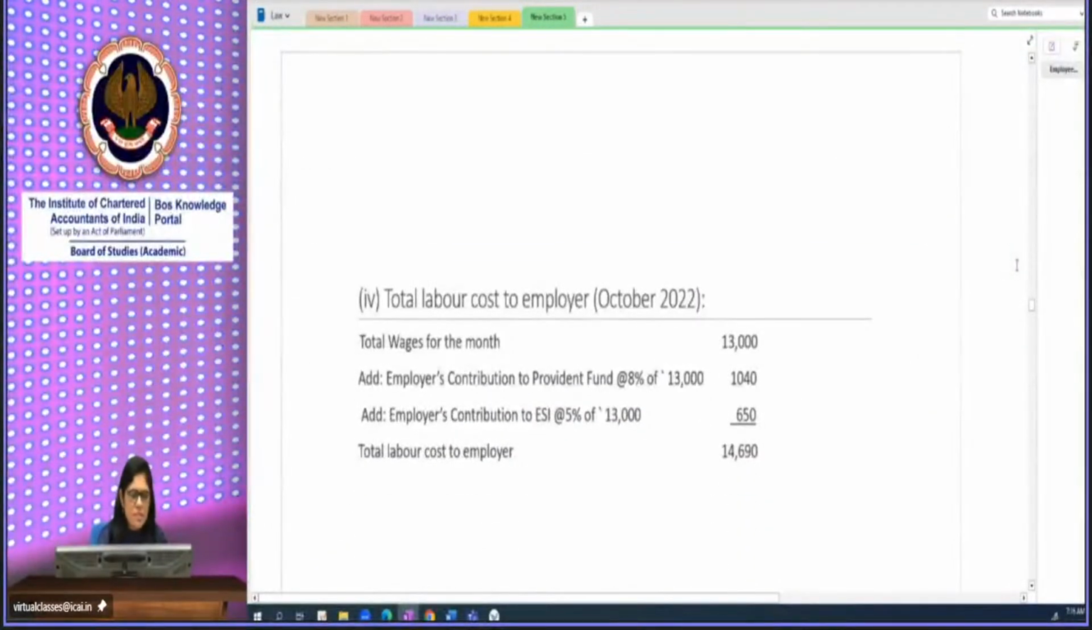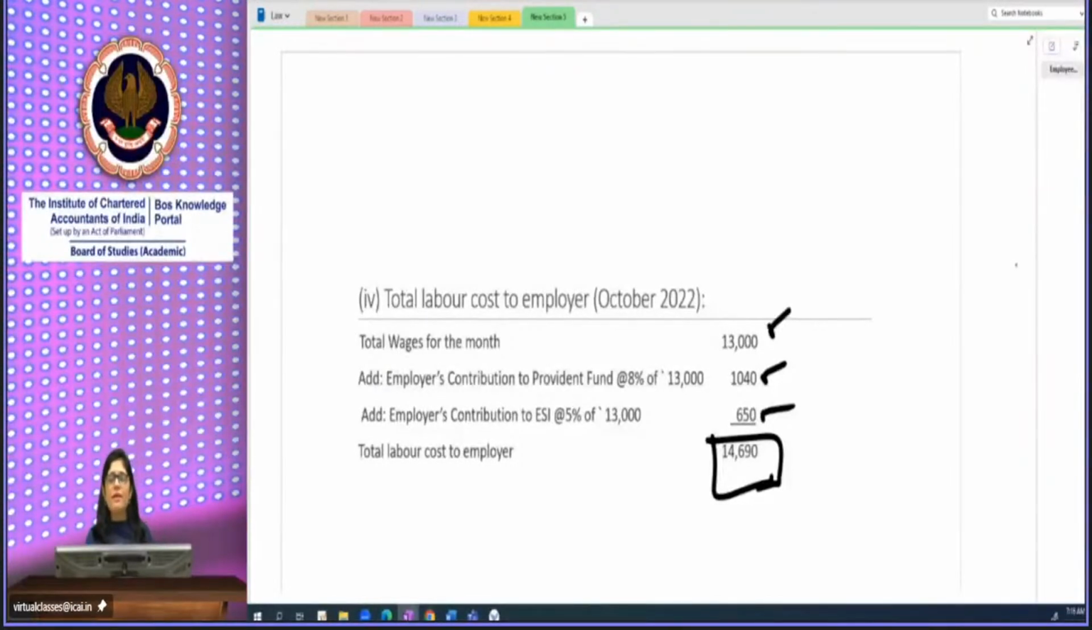Yes. 14690 should be the labor cost: gross wages, employer contribution to PF, and employer contribution to ESI. So whenever we calculate labor cost, that means whatever employer has contributed for the employee. So wages plus employer contribution to PF and to ESI. So 14690 should be the labor cost. All right. Many students have calculated 14690. So I hope you have understood. And the most important is the difference between earnings and the labor cost.